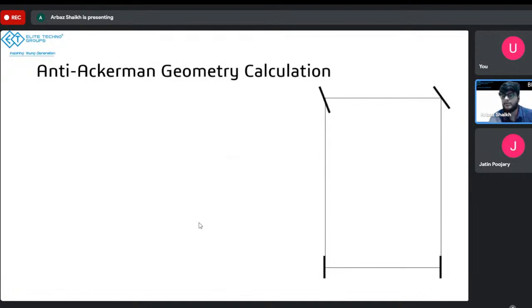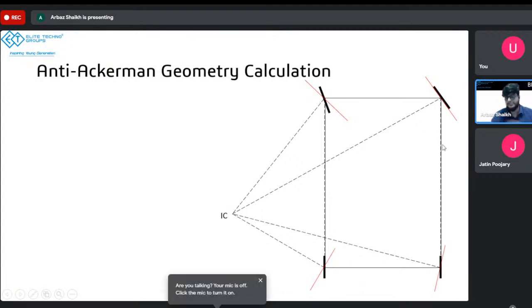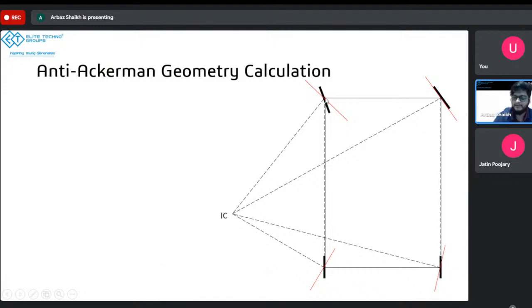In Ackerman geometry, the outer wheel turning angle is higher than the inner wheel turning angle. Right, IC is somewhere around here, which is not at the rear axle. We connected IC with all four wheels. We drew perpendicular lines from this dotted line at the center point of each wheel, right? And we got the direction in which each wheel is moving, and the angle between this red line and this black line is our slip angle, right?